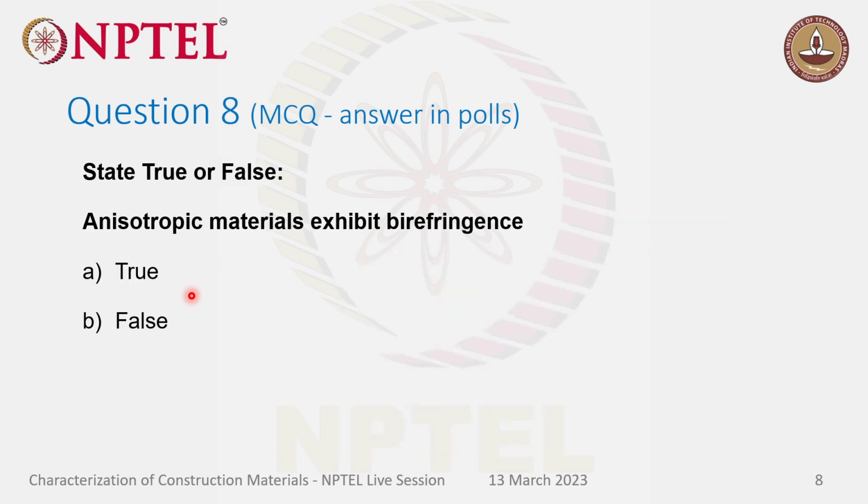The question number 8 is also a very simple question, so short. Let's give the right answer in 30 seconds. If we put a timer for 30 seconds. Okay, here is the question. Anisotropic material exhibits birefringence.